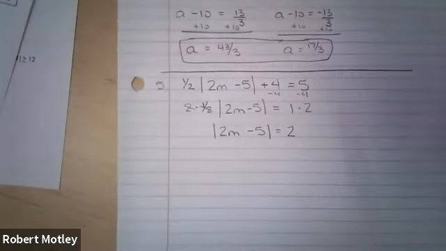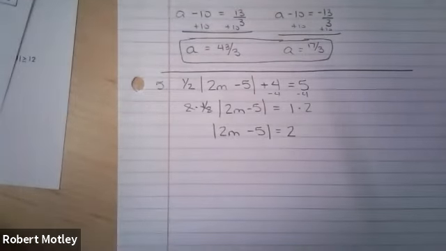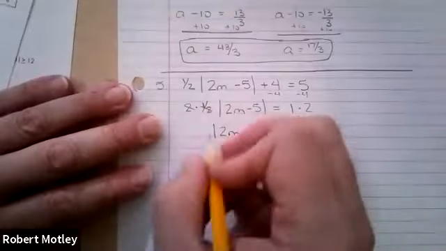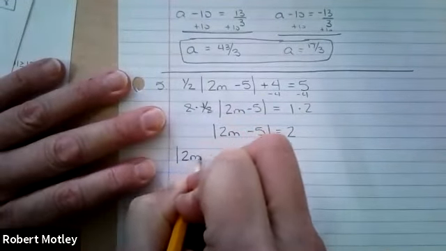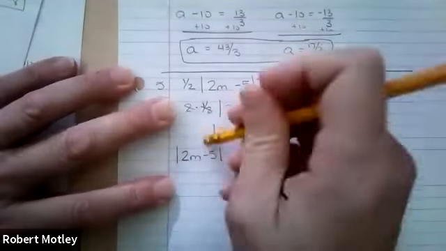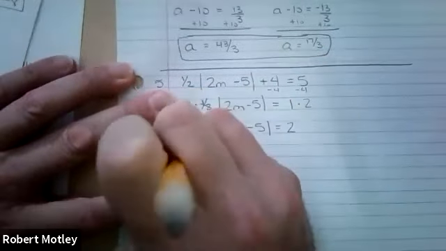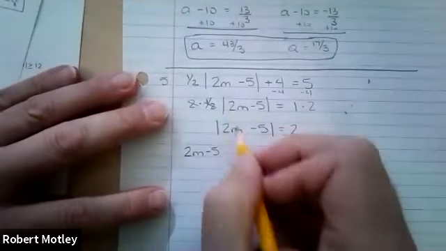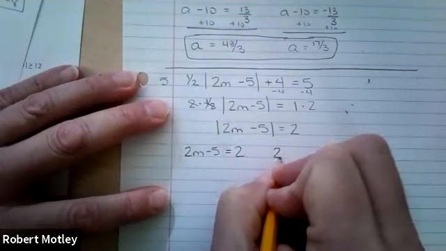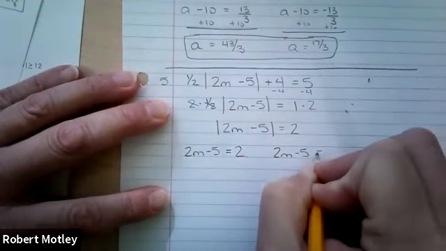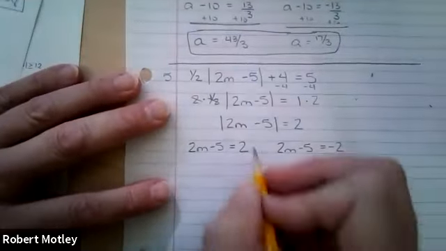All right. Now that I have my absolute value by itself, then we're going to do just like we've been doing. And I'm going to set my pieces equal to each other. All right, so I've got absolute value of 2m minus 5. And I don't know why I put the absolute value signs because I don't need them anymore because I'm doing my 2 cases. So I got this equals 2, and then 2m minus 5 equals negative 2.